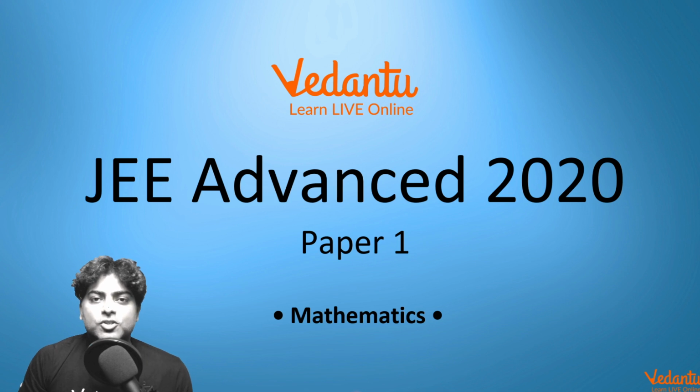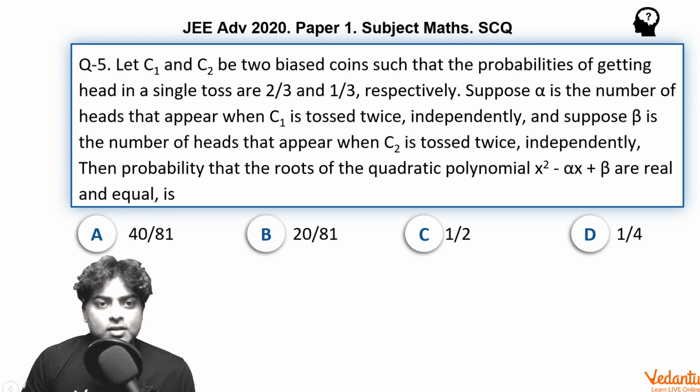Here I have taken a simple question of probability, as in JEE Advanced 2020 Paper 1. Let's have a look at the problem. It says, let C1 and C2 be two biased coins such that the probabilities of getting head in a single toss are 2 by 3 and 1 by 3 respectively.